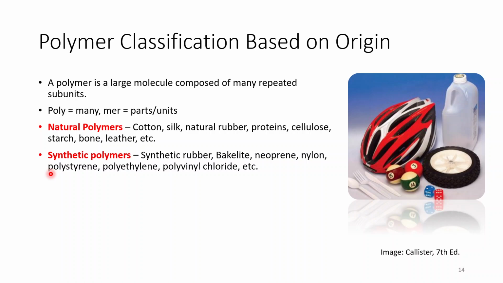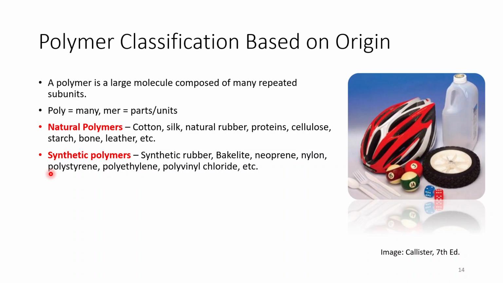Now, polymers classification based on origin. So first, a polymer is a large molecule composed of many repeated subunits. The word polymer is made of poly and mer. Poly means many, and mer stands for parts and units. So a lot of parts combined will form your polymer. Next is type based on origin.